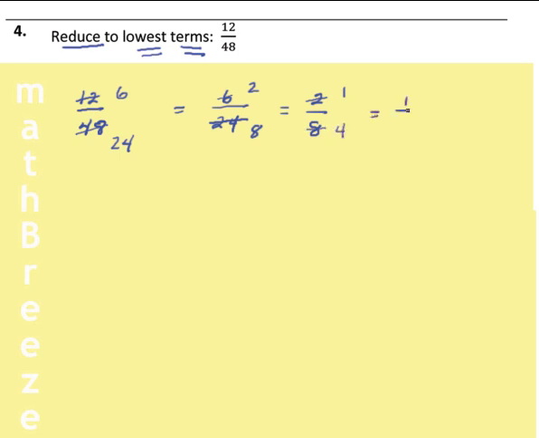And finally, we have a fraction in lowest terms because there is nothing else that we can divide top and bottom by. So reduced to lowest terms, 12 over 48 is equal to 1 over 4. Now we could have done this in one shot if we realized that the numerator and denominator are both divisible by 12. We would have gotten the result right away. Or if not, we can always do it in a few steps.